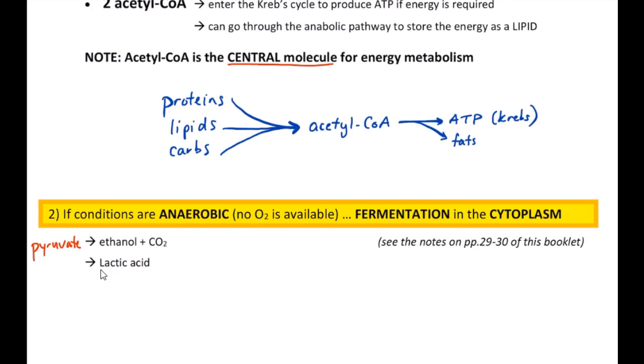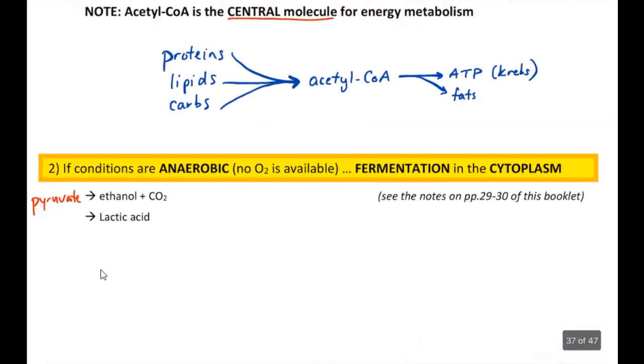Okay? And again, you can go back and take a look at that if you want to refresh your memory on the anaerobic. So that is actually the end of our mitochondria and oxidation of pyruvate conversation. It's that simple.